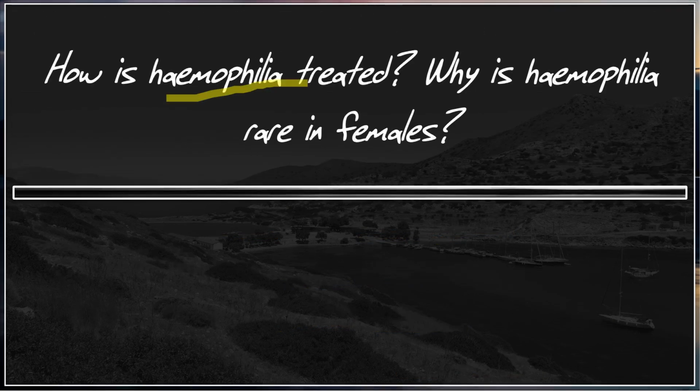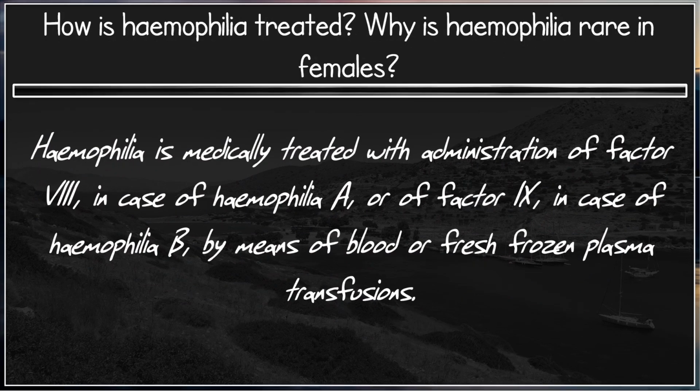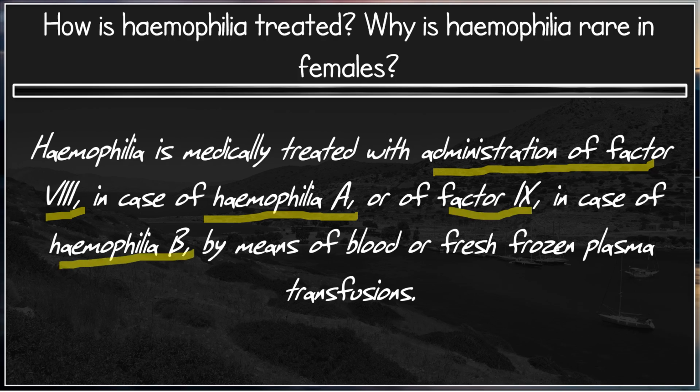How is hemophilia treated? Why is hemophilia rare in females? Hemophilia is medically treated by administration of factor VIII in case of hemophilia A, of factor IX in case of hemophilia B, by means of blood and fresh frozen plasma transfusion.